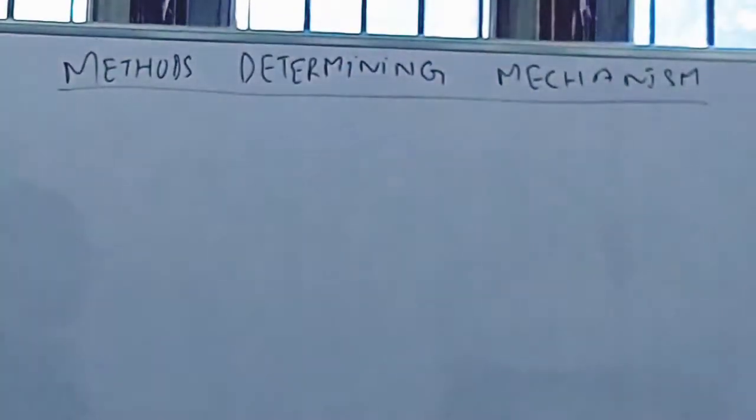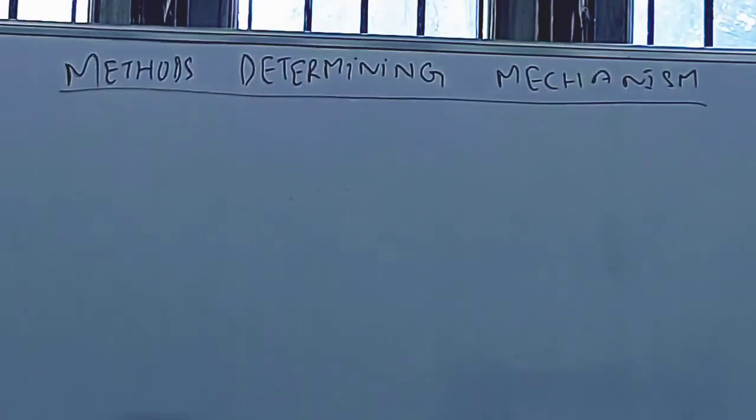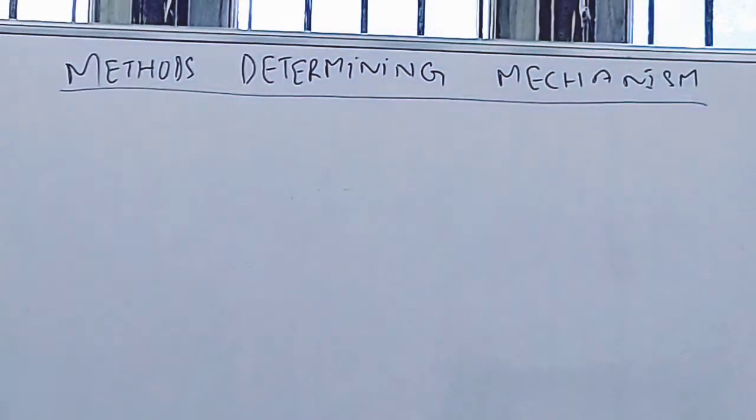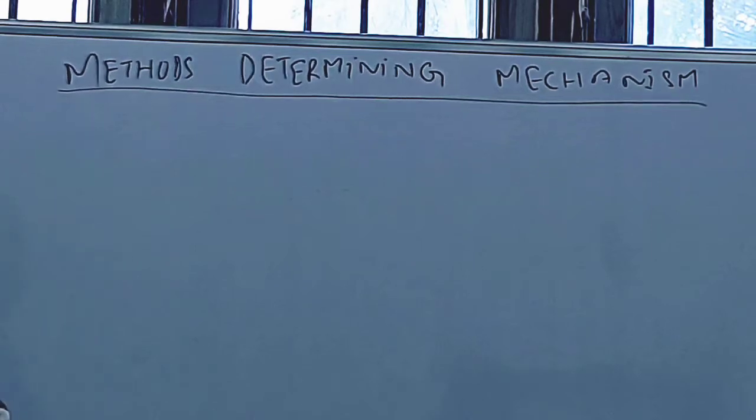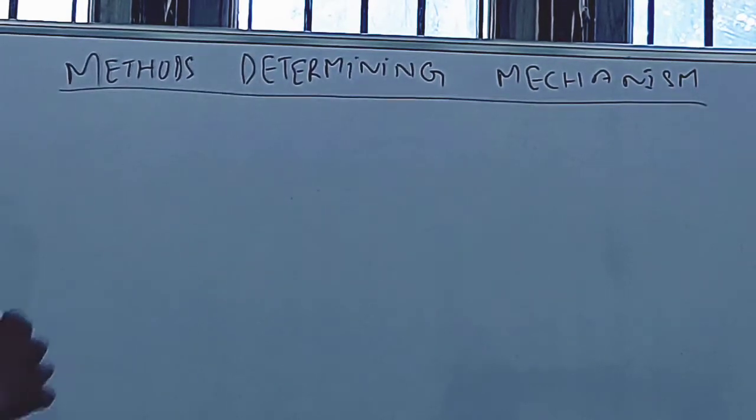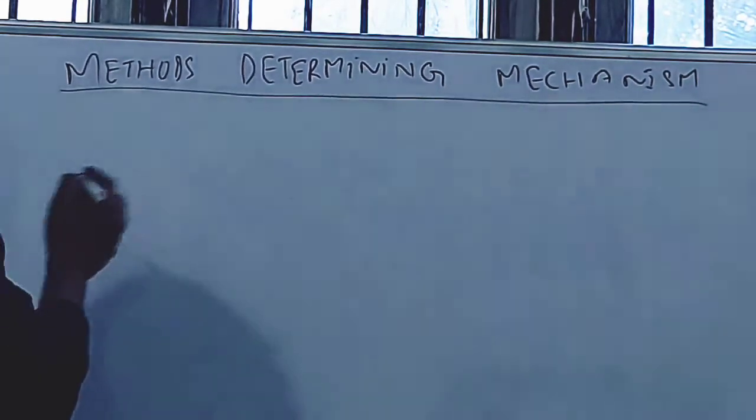Methods determining mechanism. As we know, in any chemical reaction there must be a mechanism for that reaction. So what are those methods through which we can determine what kind of mechanism this particular chemical reaction has followed? There are some methods we have.